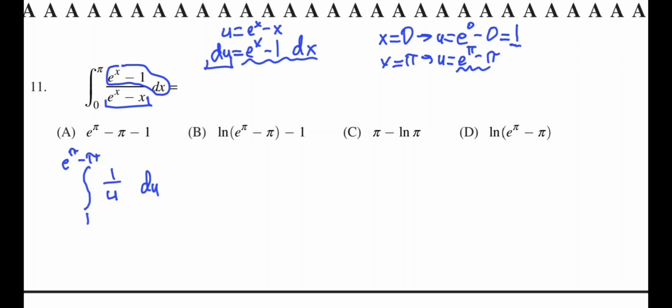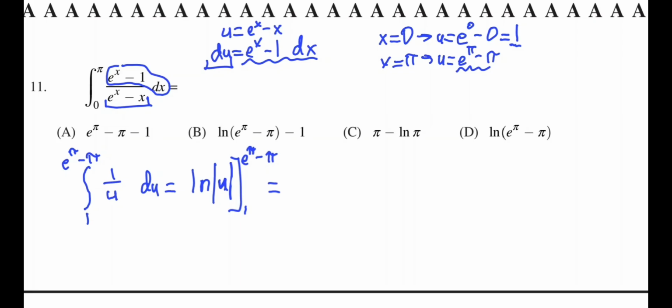And now that we have everything in terms of u's, the bounds and the integrand, we can now perform the integration. The integral of 1 over u would be ln of the absolute value of u. Then we have a plus c. Oh, sorry, there's no plus c for this because it's a definite integral. Let me get rid of that. So let's evaluate this from the bounds of 1 through e to the pi minus pi.